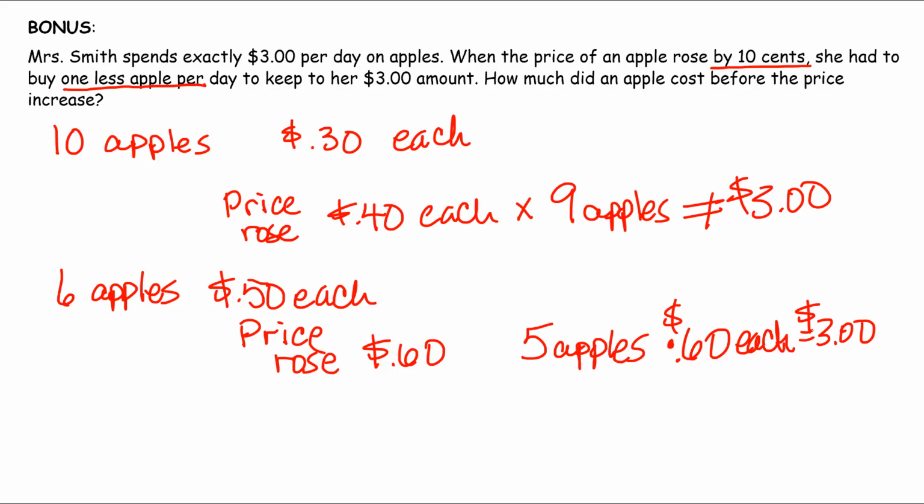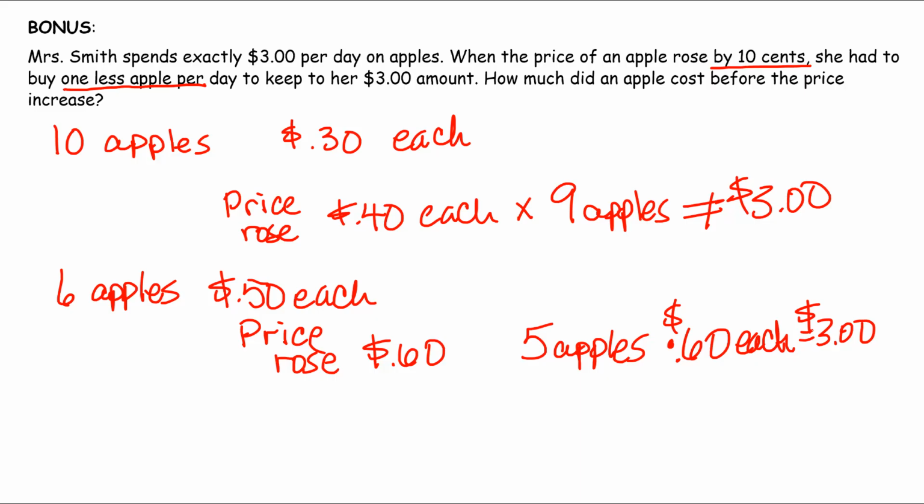Just trial and error probably would not have taken all that long to figure it out if you made some educated guesses and thought about it. So if she bought 6 apples, they were 50 cents each to add up to $3. The price rose from 50 cents up to 60 cents. And now to pay $3, she has to buy 5 apples, which is one less than 6 apples. So that fulfills all the conditions of the problem. So that is the answer. Apples originally cost 50 cents.